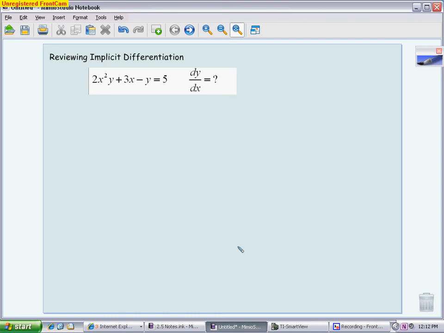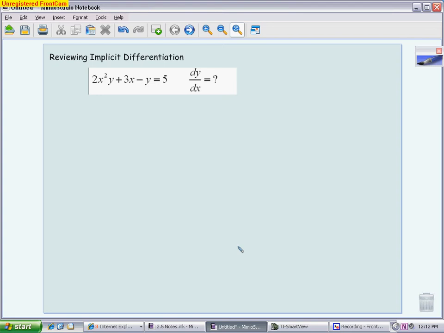Here's a quick review of how we did implicit differentiation. That was section 2.5, and we talked about implicit differentiation. The necessity is when you have an equation that's written in implicit form. Implicit form means the x's and y's are kind of jumbled together. It's not explicitly solved for y where you have y equals and then everything else on the other side.